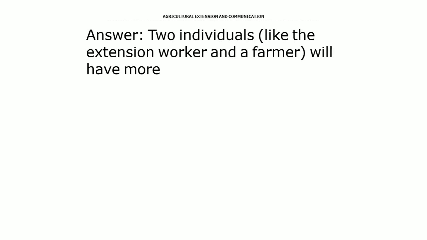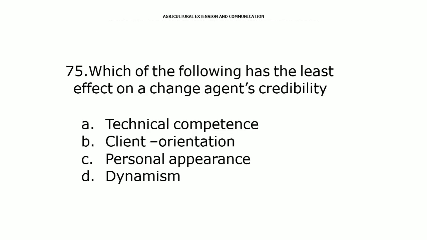Number 75. Which of the following has the least effect on a change agent's predictability? A. Technical competence. B. Client orientation. C. Personal appearance. Or D. Dynamism. The answer is personal appearance.